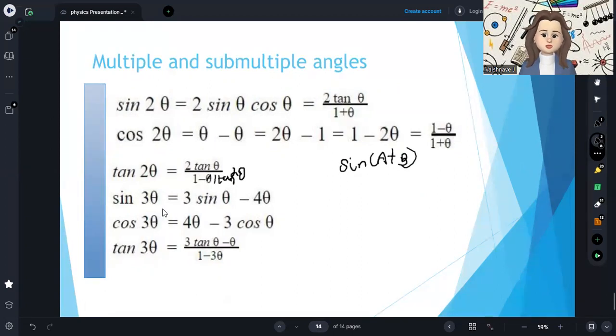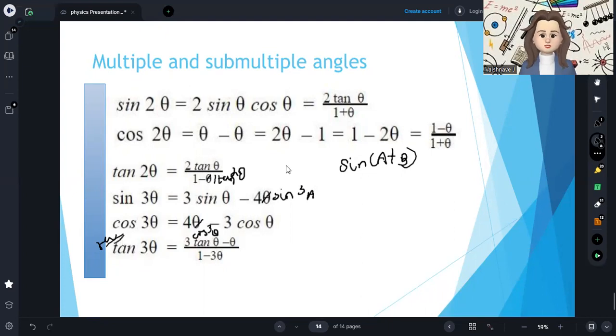Sorry for the mistakes. Sine 3 theta is equal to 3 sine A minus 4 sine cube A. Cos 3 theta is equal to 4 cos cube theta minus 3 cos theta. Tan 3 theta, you can solve it on your own actually. You can take a formula. I want this as a homework to be done.